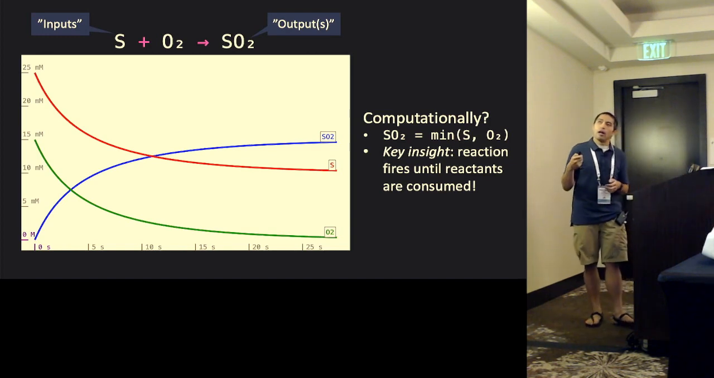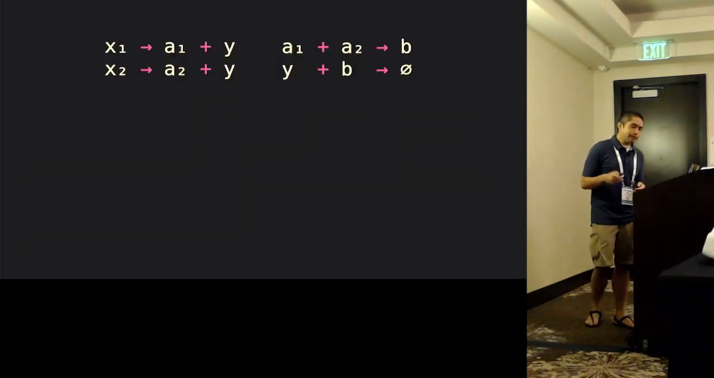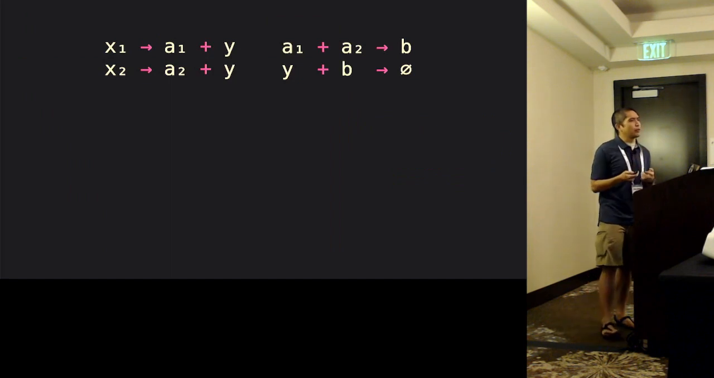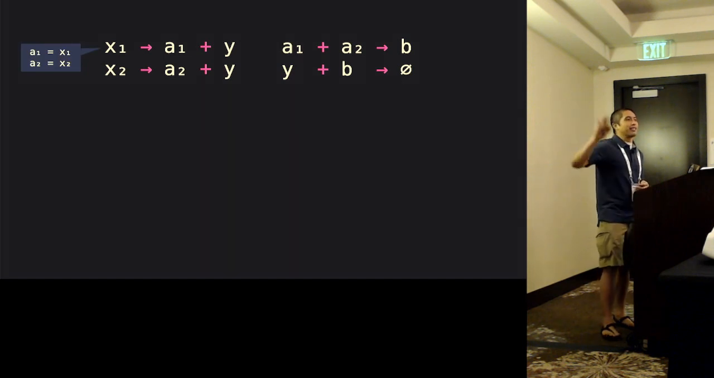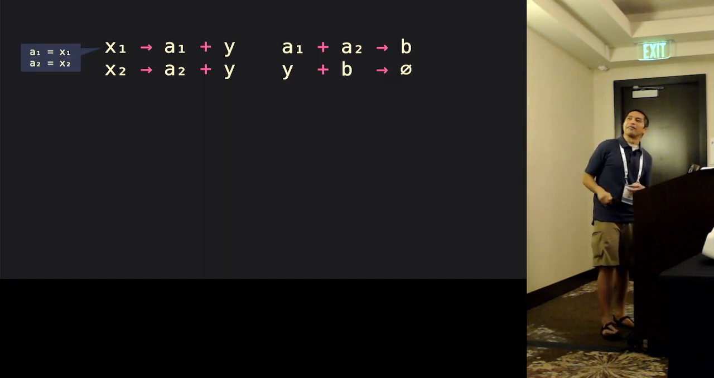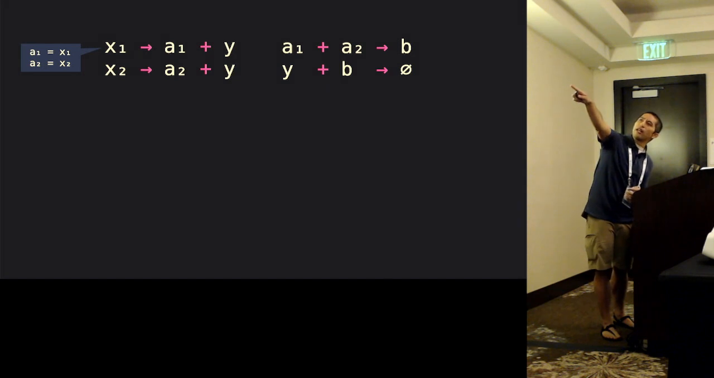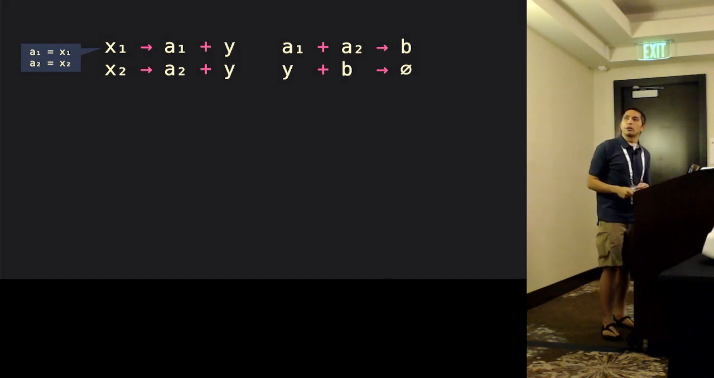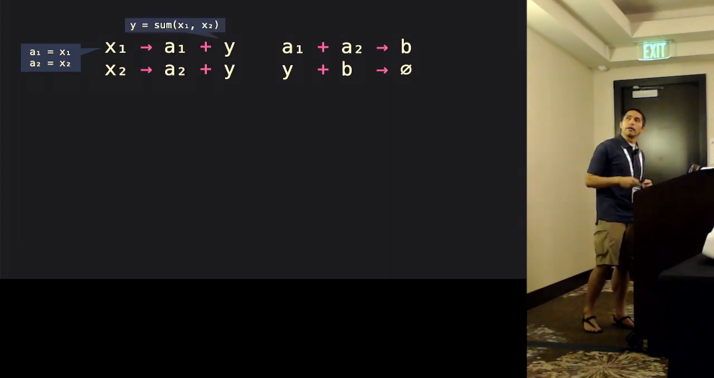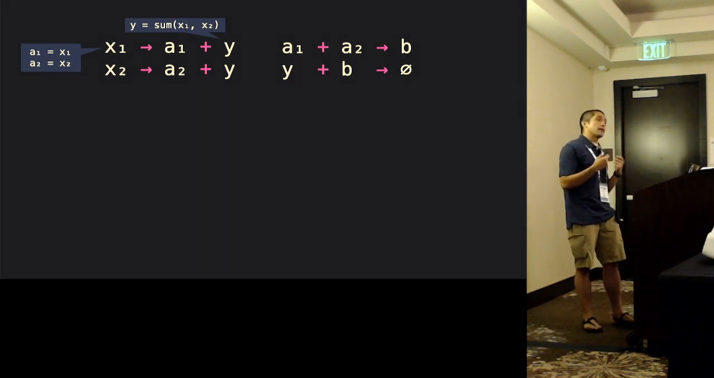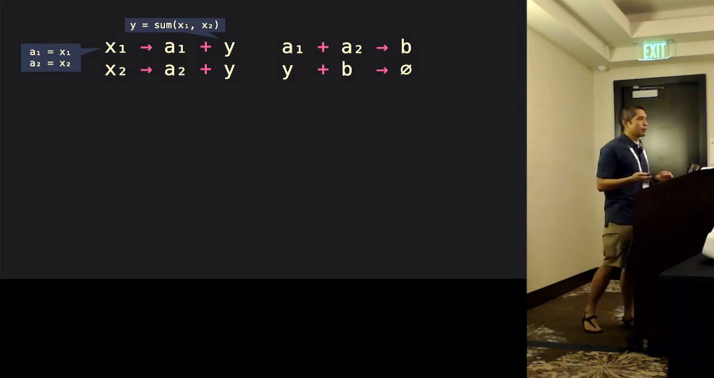And so let's look at another example. This one's a little bit more complicated. I want to walk you through it real quick. What are we doing here with these four reactions? Note that I haven't listed chemicals there, so they're just abstract for now. The first two equations on the left are doing two things. First, we're turning the x1s into a1s and then x2s into a2s. And then along the way, we're producing y's. Those y's will then be the sum of the x1s and x2s.